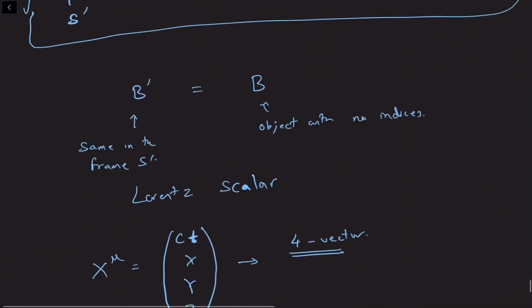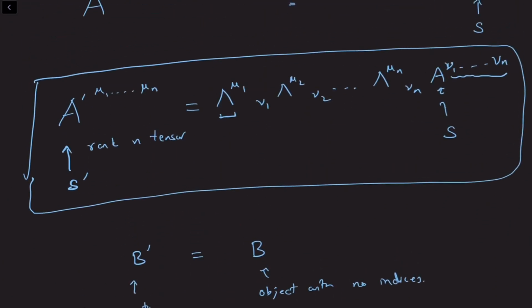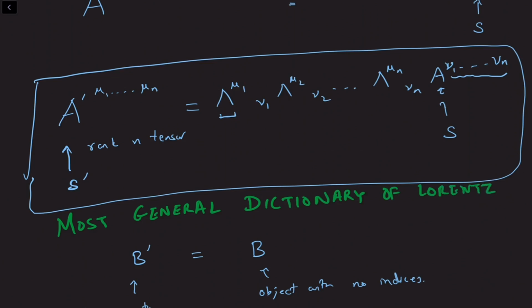But among the possible guesses, everything should be expressible in terms of tensors of some rank. Okay, either rank 0 scalars, rank 1 4-vectors, rank 2 tensors, and so on. So this here is the most general dictionary of Lorentz transformation. Okay. So we will see specific examples of different objects that transform in these more complicated ways later on.